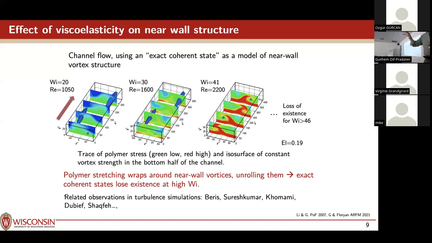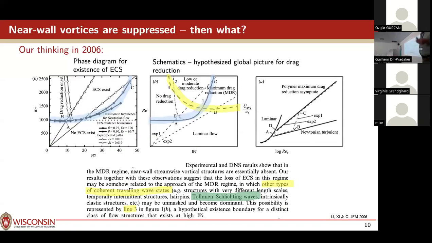Okay, so mechanistically, we understand how the polymer molecules are suppressing the normal streamwise vortices of the near wall turbulence. And with these exact coherent states, we can look at the bifurcation diagram, at where these coherent states exist. That's what we've done here. This is just a parameter space of Reynolds number versus Weisenberg number. Above this curve is where those exact coherent states, these quasi-streamwise vortices, exist.